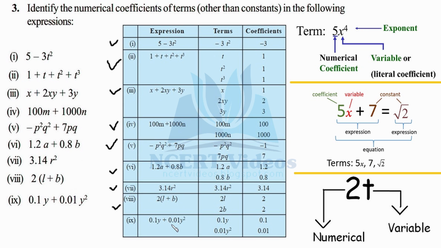Last one, 0.1y plus 0.01y squared. Again 2 terms, writing it 0.1y, 0.01y squared. Here we have numerical coefficient as 0.1 and here numerical coefficient as 0.01. So in this way, you differentiate between terms and coefficients, and that's the third.